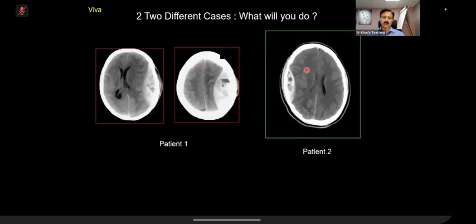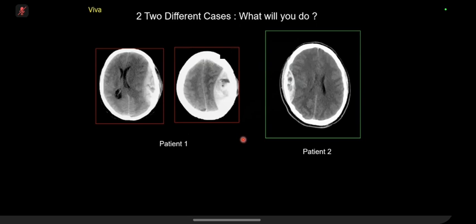How are you going to tackle this or this case if you are reporting this? Classical viva question. In patient 1, this is the same thing I am showing you. I'm showing you patient 1 and patient 2 with the same finding. My question is a viva question. You have picked it up. You are the on-call radiologist. What is happening? What will you do?